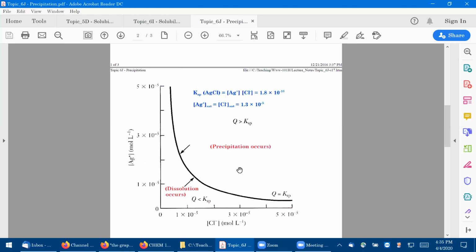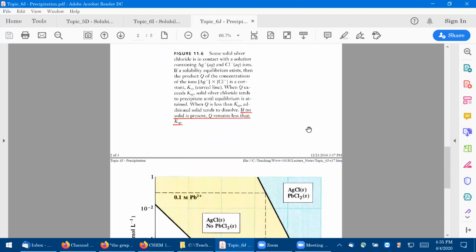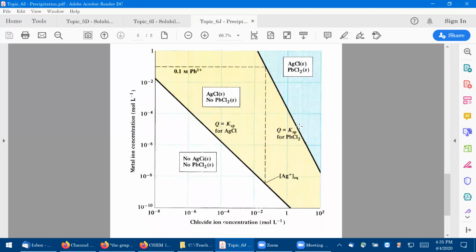Okay. Now, one of the things that this leads to is the possibility of what's called selective precipitation. This is a little bit more complicated, and I'm not going to go through all the details of it, but you'll get the idea as we proceed through this. This is another example of the concentrations of metal ions and chloride ions. In this case, there are two metal ions, silver plus ions and lead 2 plus ions. Okay, and the abscissa are the chloride ion concentrations.